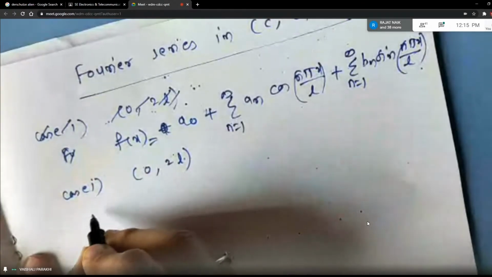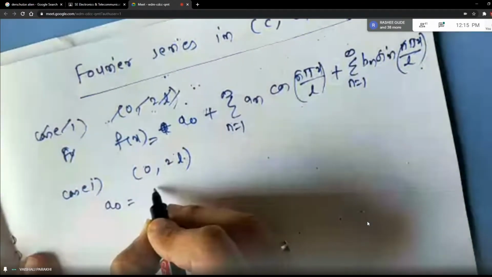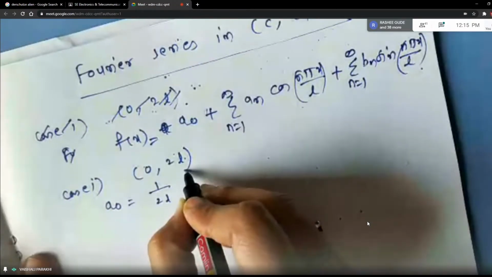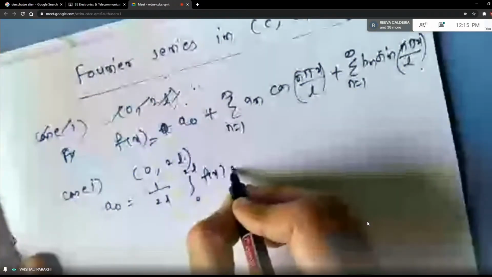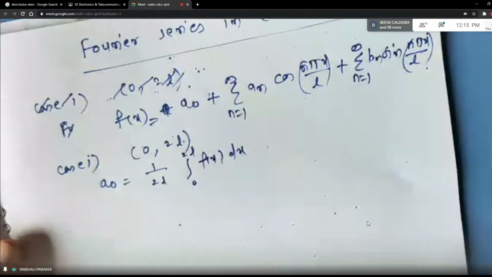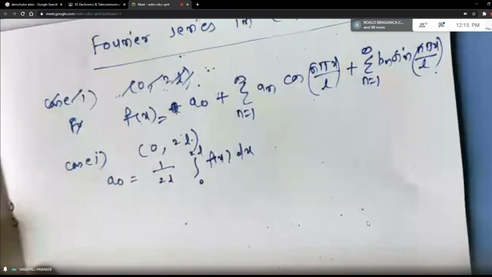Now, a naught for this is 1 by 2L integral from 0 to 2L of f of x dx. What was the formula for a naught in that case? You can hear me, right, students?